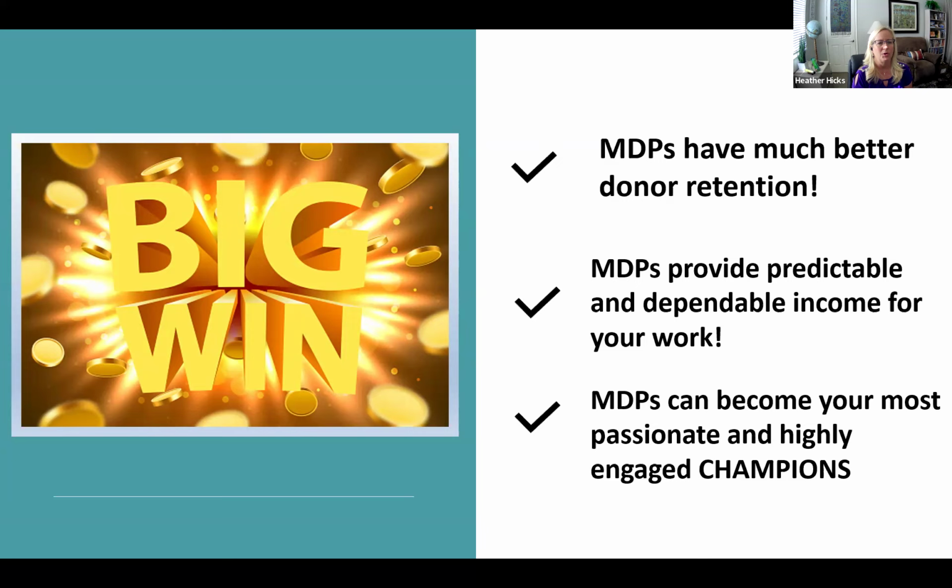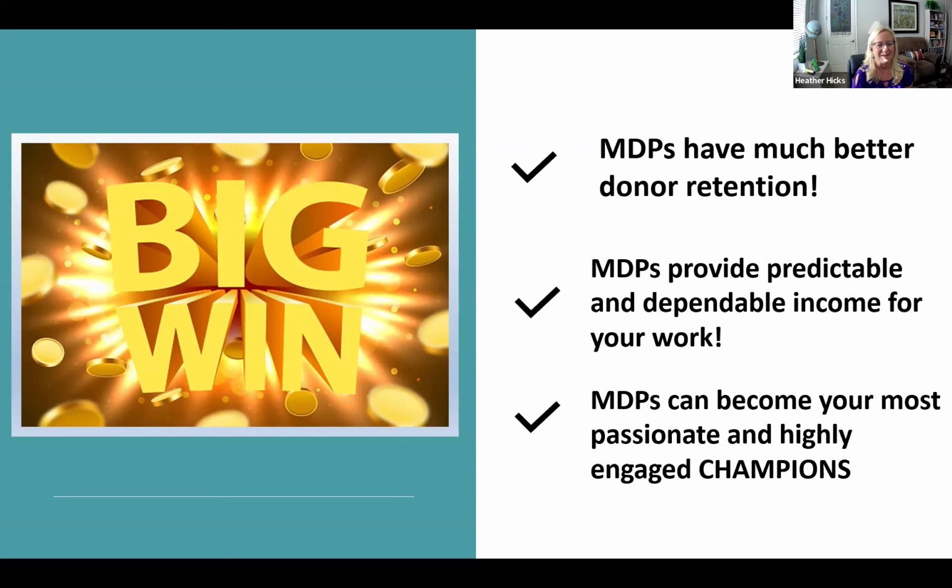Second thing there, think about it. More dependable, predictable, budgetable income. How would that help you in your ministry if you had month to month more predictable, dependable, budgetable money to be able to ensure that you would have? For most of us, that means everything, because these one-time gifts come and go.